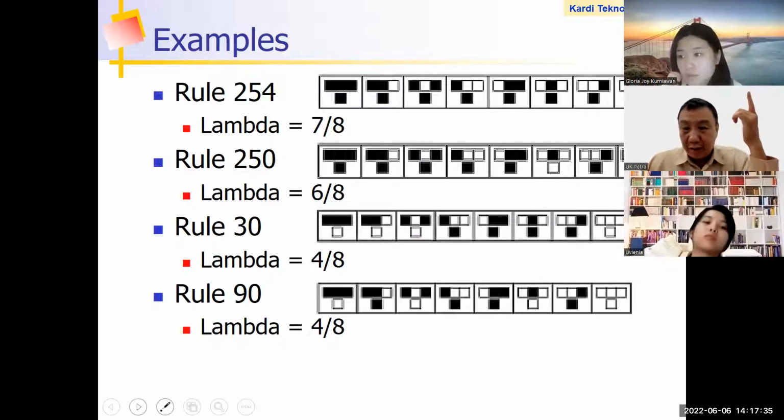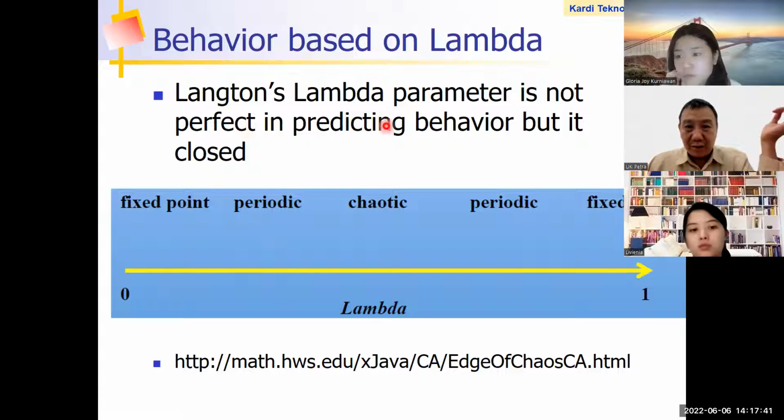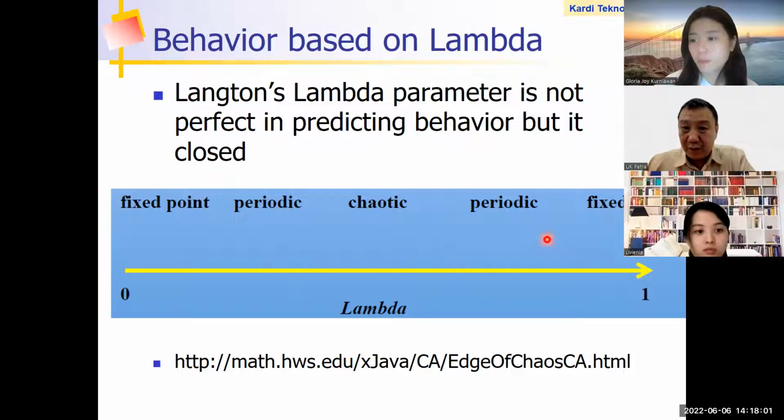So when will the complex or chaotic behavior happen? Based on that Langton parameter, the lambda parameter, it's not perfect actually, but it gives some kind of prediction. If the lambda parameter is very low or very high, near 0 or near 1, that is fixed point. Okay? In the middle is kind of periodic. And then at about 0.5, you will get chaotic behavior. Of course, where is the complex? Complex is between periodic and chaotic here.